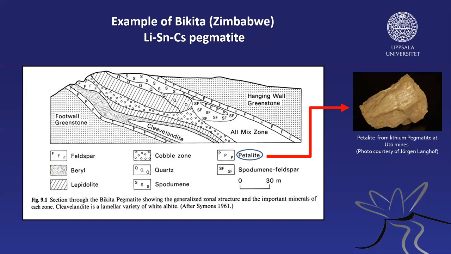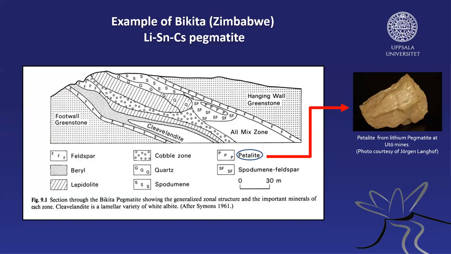We have the country rock, the host rock here and here, and sandwiched in the country rock you have a lot of different layers and subunits, if you want, and they are characterized by a specific type of mineral or a specific association of minerals. For example, here you have a layer of feldspar. Then you have a layer which is beryl rich. Here you have a layer containing lepidolite.